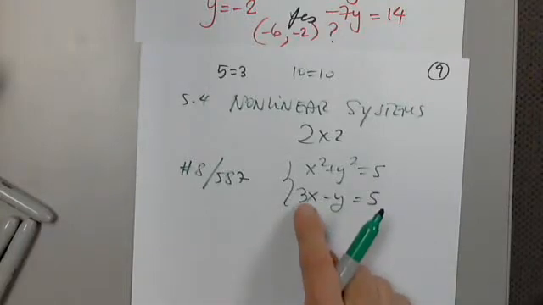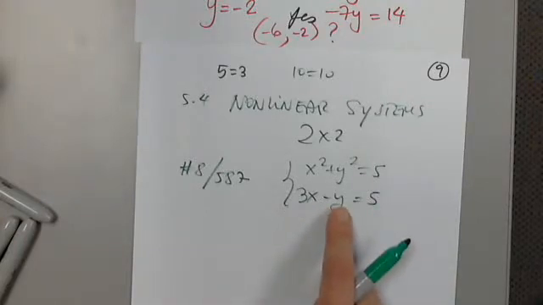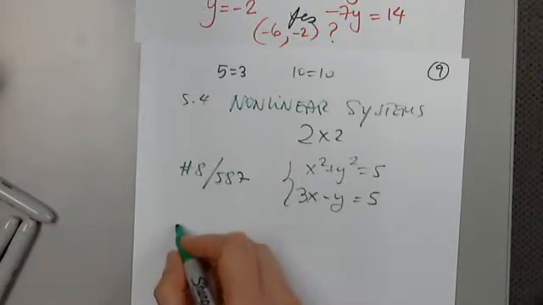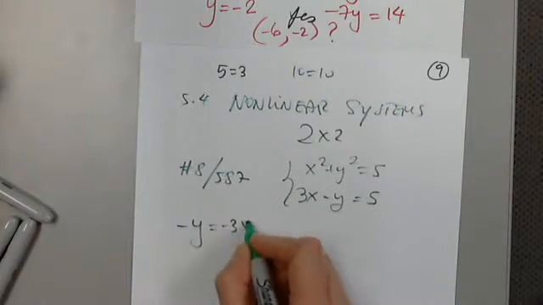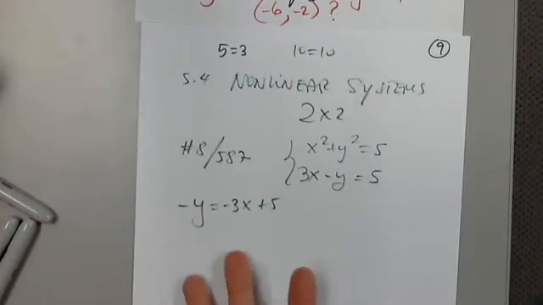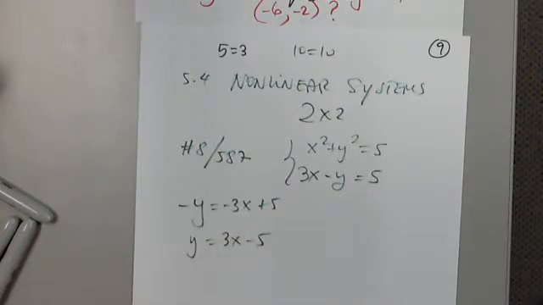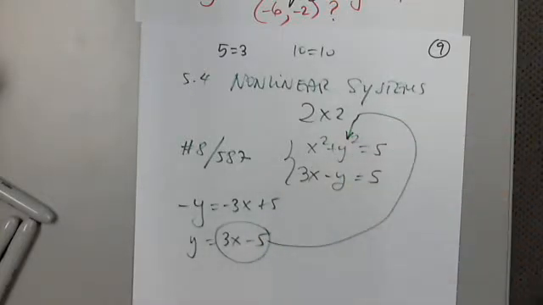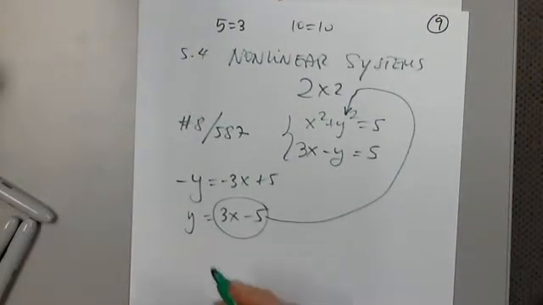I will not substitute for this because it has 3 in front. I will substitute for this because it has positive or negative 1. So I'll solve for y. Negative y equals negative 3x plus 5. And of course, we divide or multiply both sides by negative 1. So I'm fine with this. Good, but not good enough, of course. I have to go back to the first equation. Replace y by 3x minus 5 in the first equation and square it. So the first equation is this now.